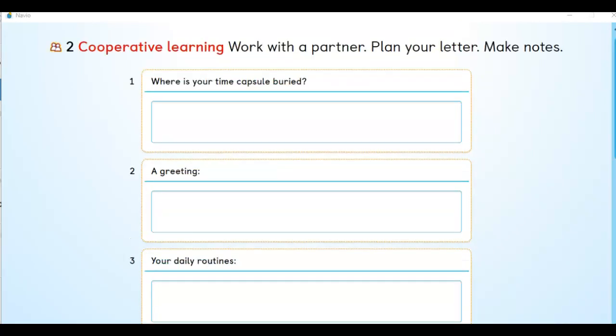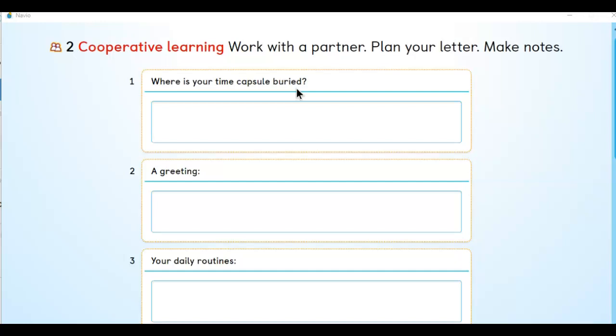And finally, to help you to plan your letter, here you have to write down these notes first. Where is your time capsule buried? Buried is where we dig a hole in the floor. We put the capsule there, and then the soil and all the stuff that we removed goes on top so that nobody can see it, right? Dogs bury their bones, okay, so that nobody can find them.